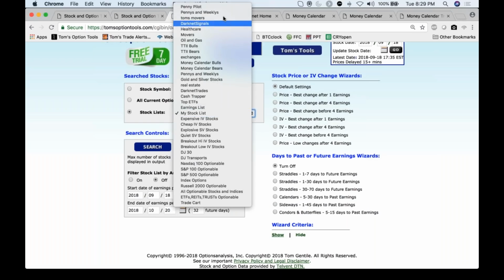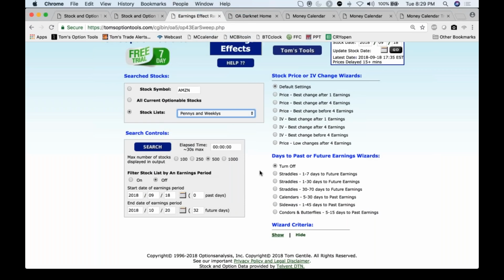Let's take a look at all of the pennies and weeklies. I'm going to go in here and say, give me the stocks that had the best price change before, for the last 4 earnings. Which ones had the best price change? That means it could have been the best price change up or the best price change down. So I'm going to hit that search button.